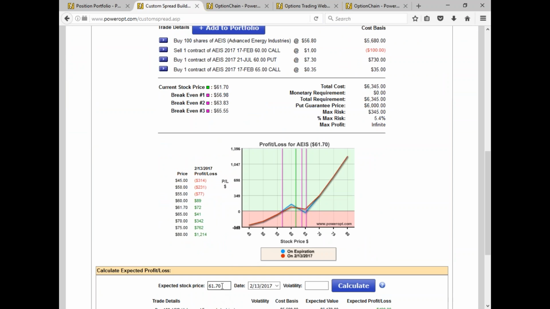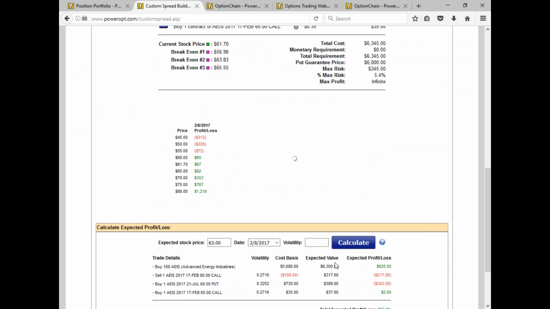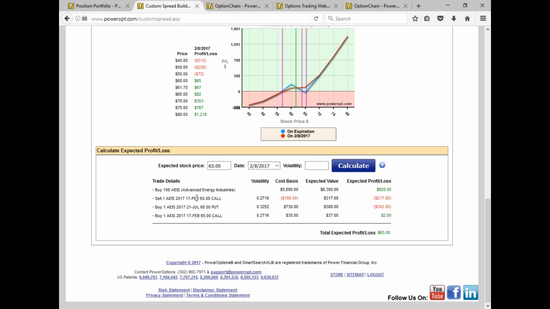But if the stock goes up to 63, and then next week, let's say 2.8. Oops. Sorry, folks. The call that I sold is going to have an expected value of $3.17. Now, that's not right. It's going to be much higher. It's showing an expected value of $37. Right now, it's at $35. That's going to be much higher than that.